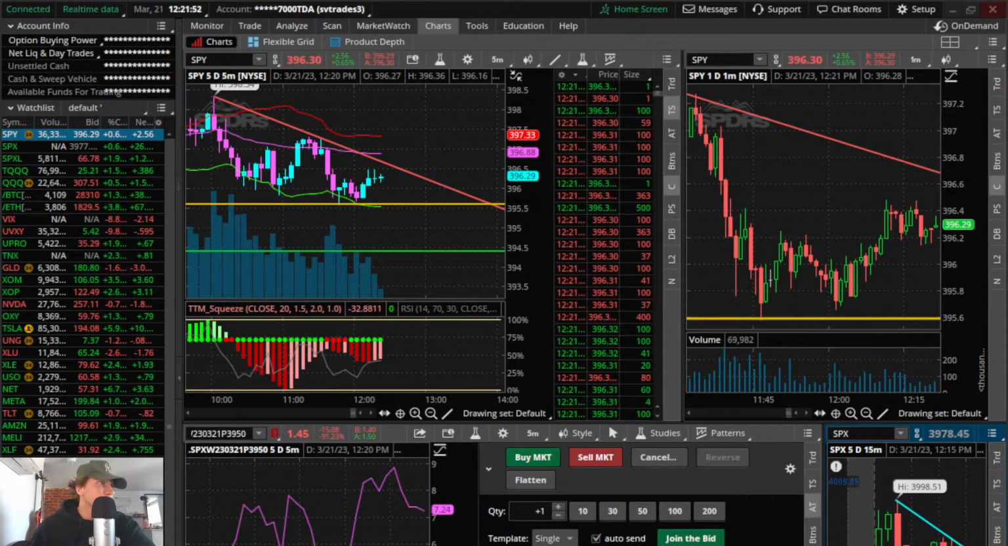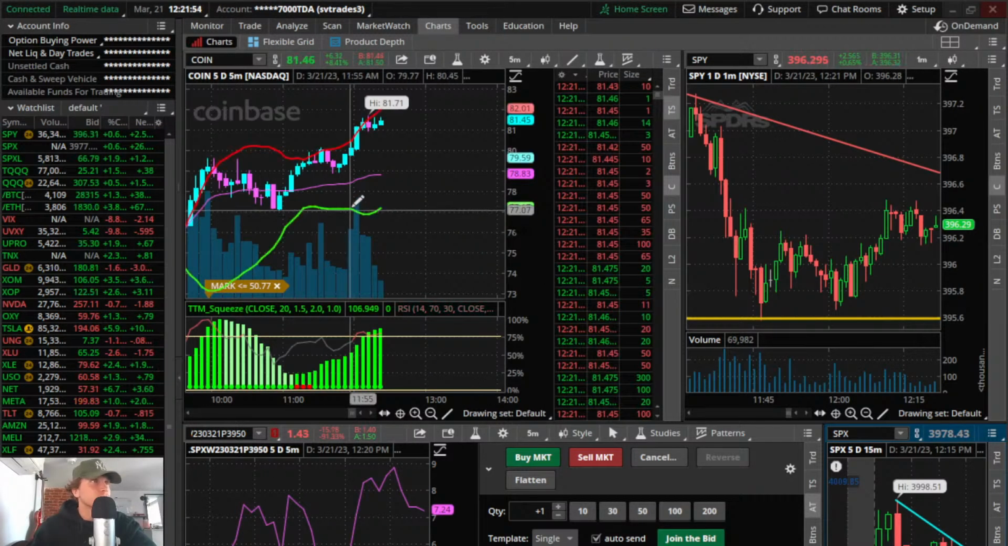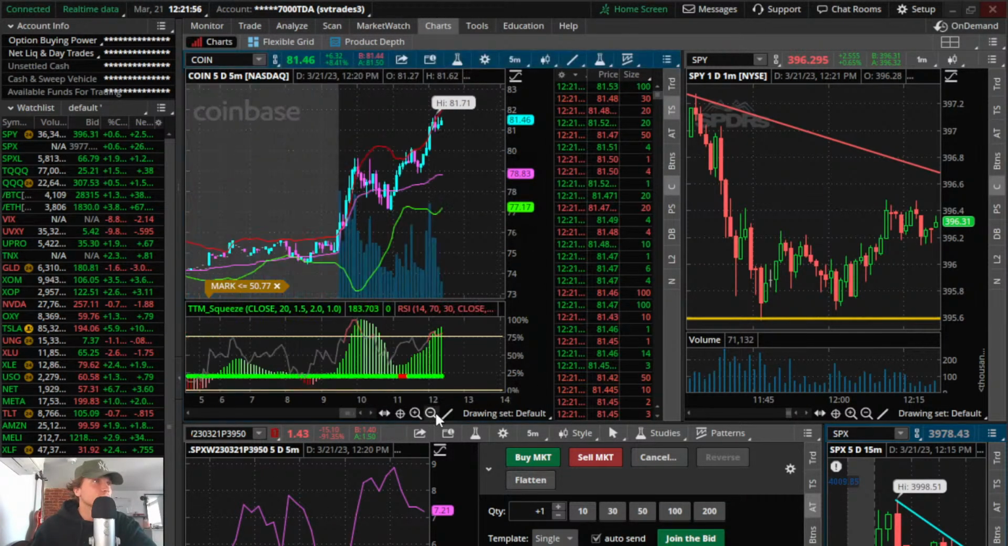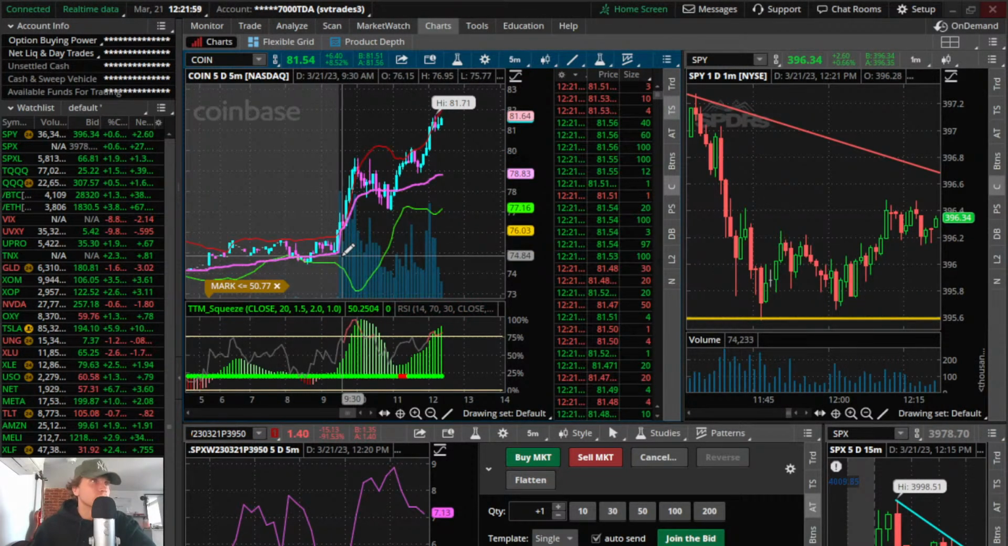Damn, I should have sold puts on this earlier. I was really looking at selling puts on Coin earlier. Selling puts would have been a bag. I probably would have collected most of that premium.